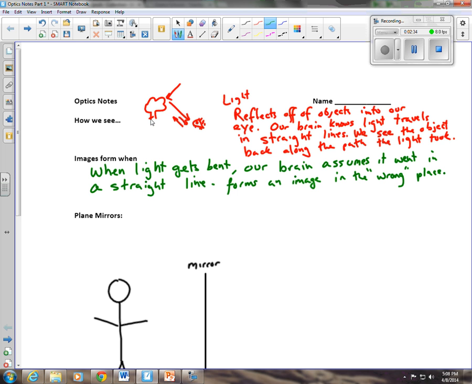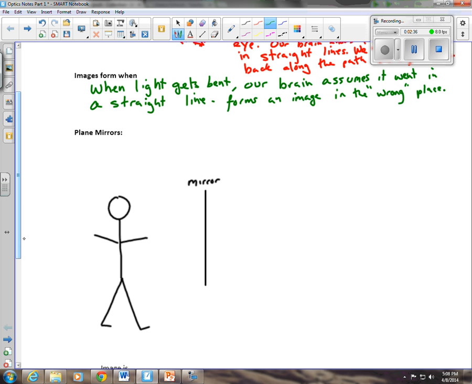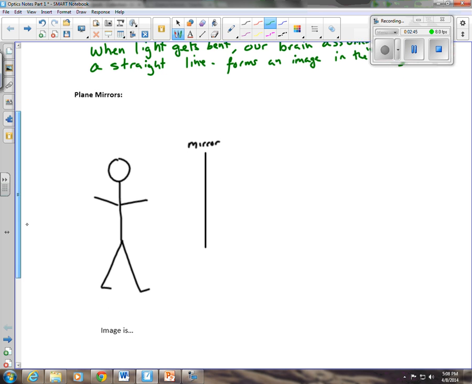So a perfect example of that is looking in a mirror. When I look in a mirror, I see myself inside the mirror. I'm not really inside the mirror. I'm seeing myself in the wrong place. That's my image that I'm seeing. So we're going to use this as an example.